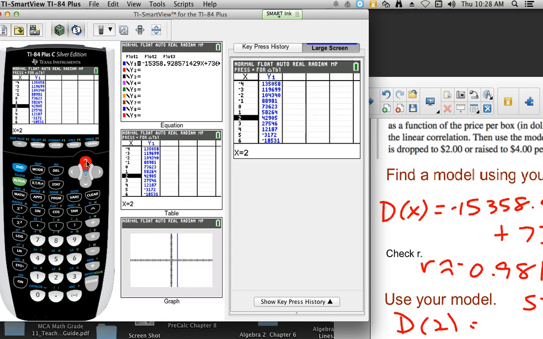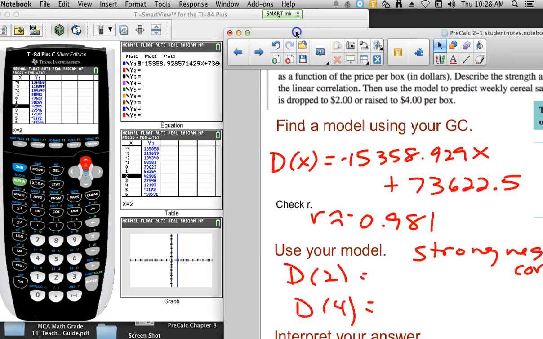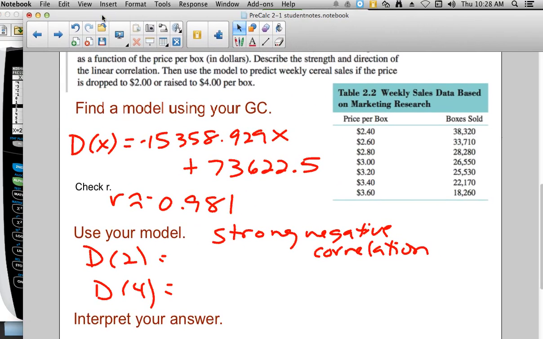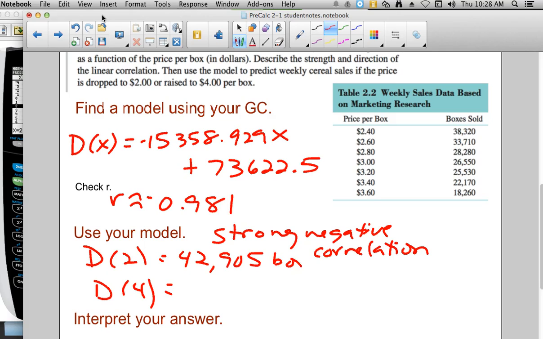Now, if you're worried, well, where are my decimals? I'm always supposed to go to 3 decimals. What did the y stand for? X was money. What was the y in our original table? Boxes of cereal. We're not going to put 0.738 boxes of cereal down. So we can just use the table feature and we can get what we need. So this was 42,905 boxes. And this one was 12,187 boxes.